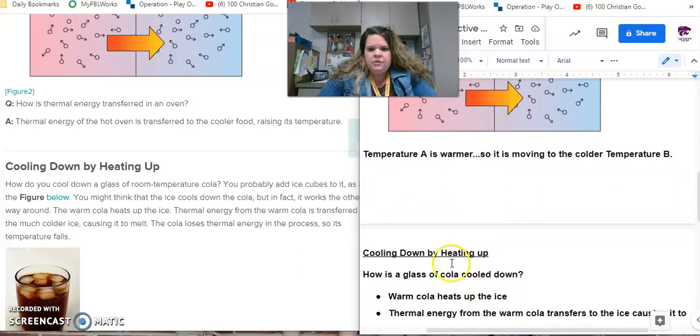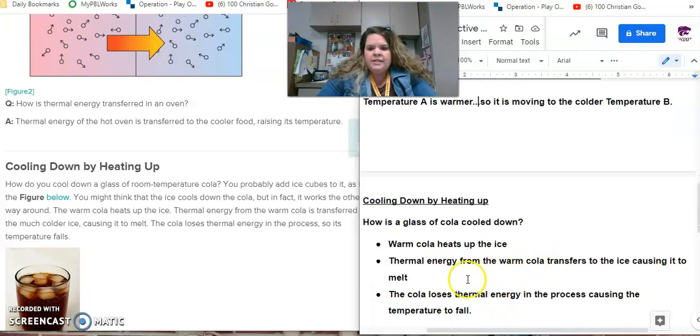So in your notes, cooling down by heating up, how is a glass of cola cooled down? Warm cola heats up the ice. Thermal energy from the warm cola transfers to the ice, causing it to melt. And the cola loses thermal energy in the process, causing the temperature to fall. Remember, you can stop the video at any time.